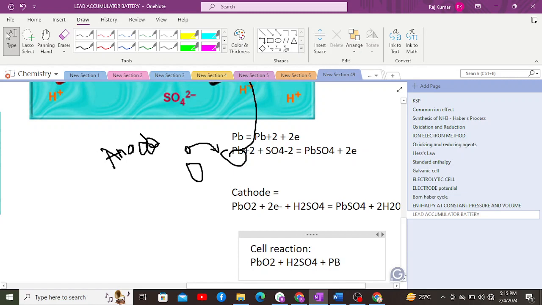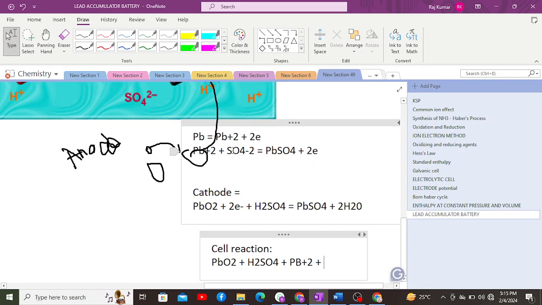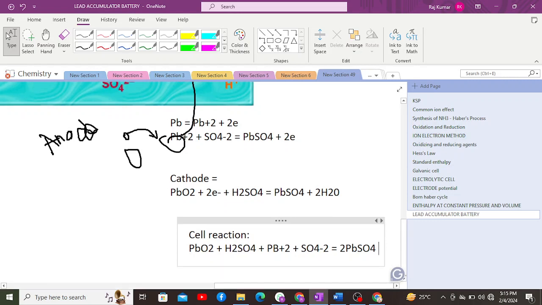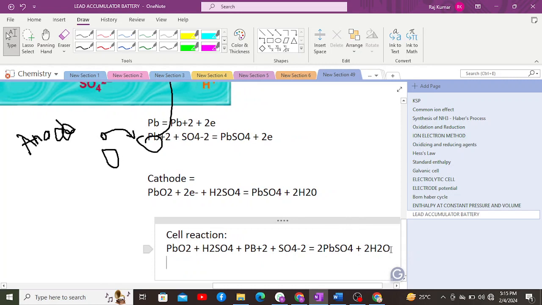The things left behind would be lead, lead will be there, as well as sulfate will be there, sulfate, as a result of which the product obtained will be two lead sulfate and 2H2O. This would be the final equation obtained.